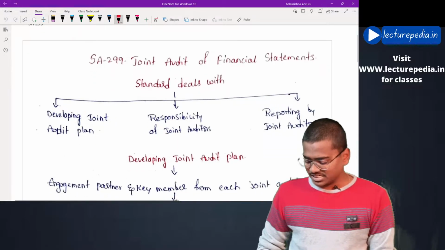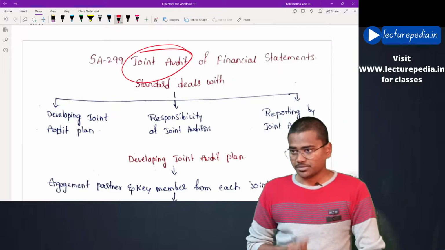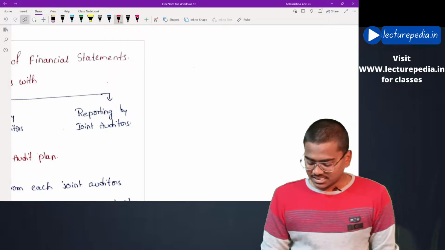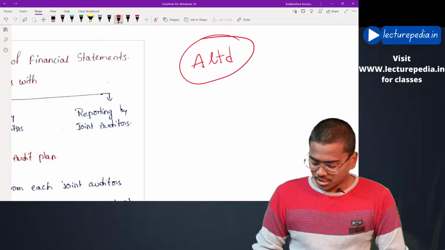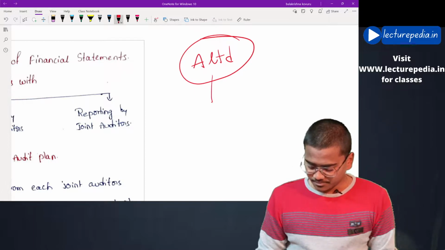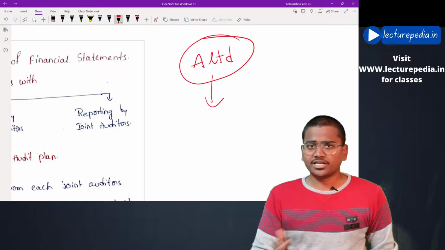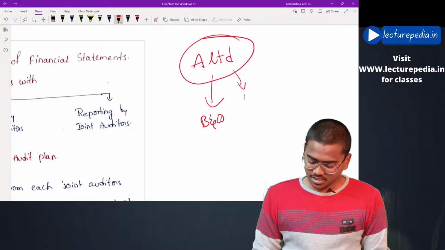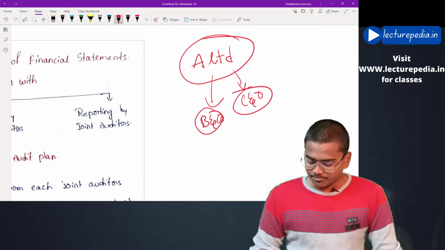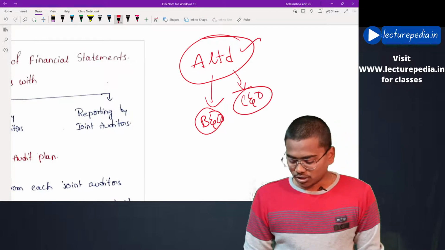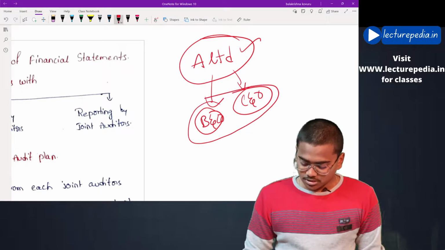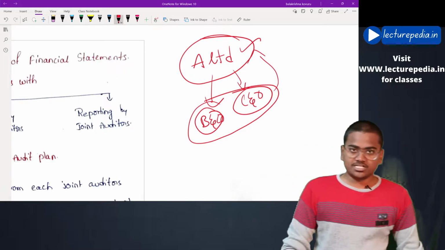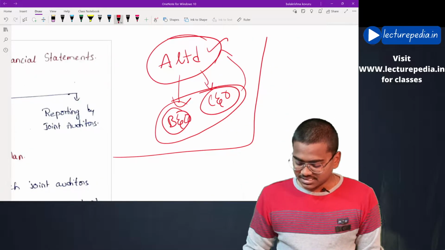Basically, SA 299 deals with joint audit of financial statements. First of all, with an example, let us understand what is meant by a joint audit. Let's say there is a company, A Limited. For this A Limited, two or more auditors are appointed, let's say B and Co, C and Co. These two auditors are appointed to conduct audit of A Limited. Now, these two auditors will be known as joint auditors, and this audit will be known as joint audit. Basically, this is a joint audit.